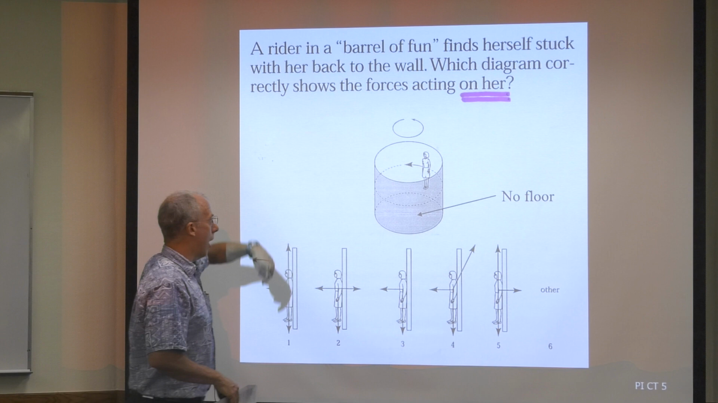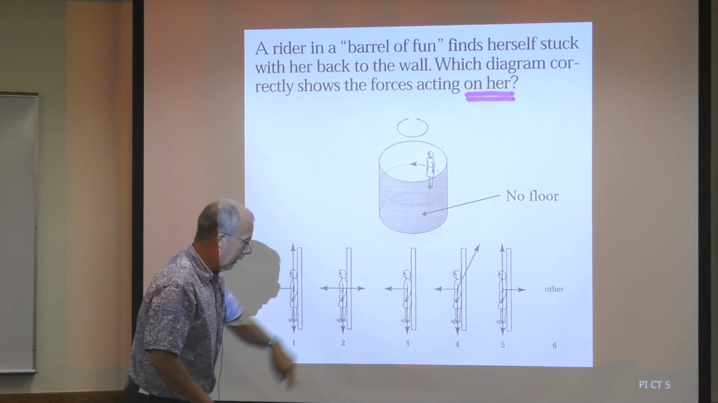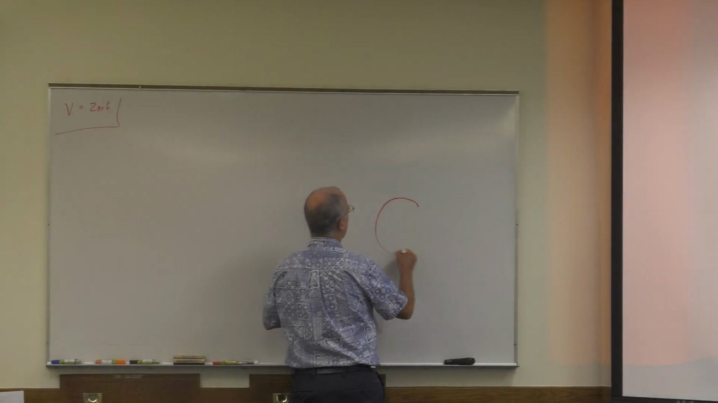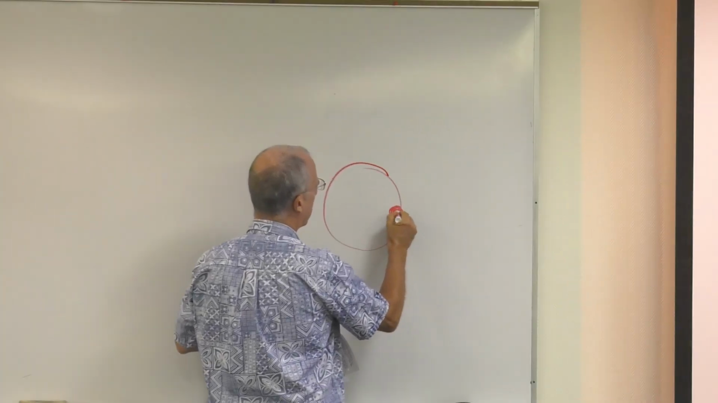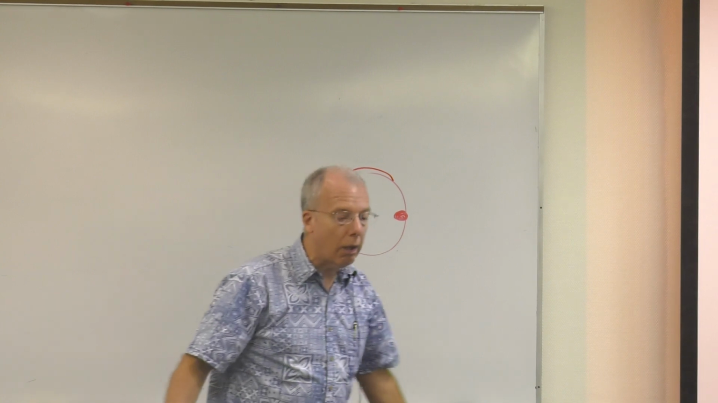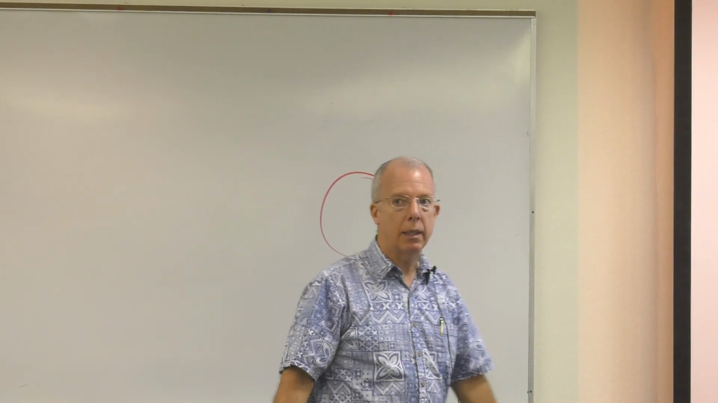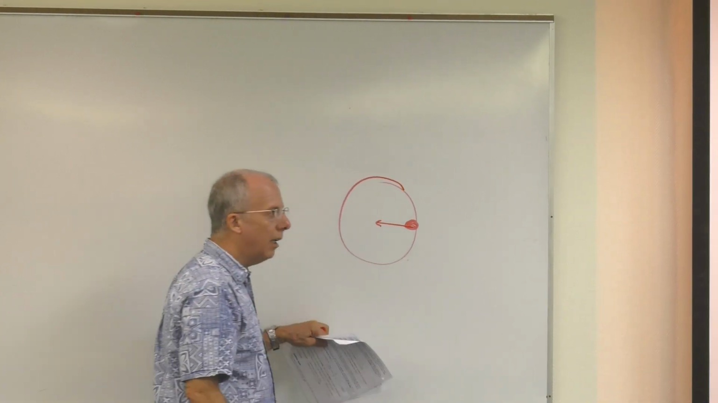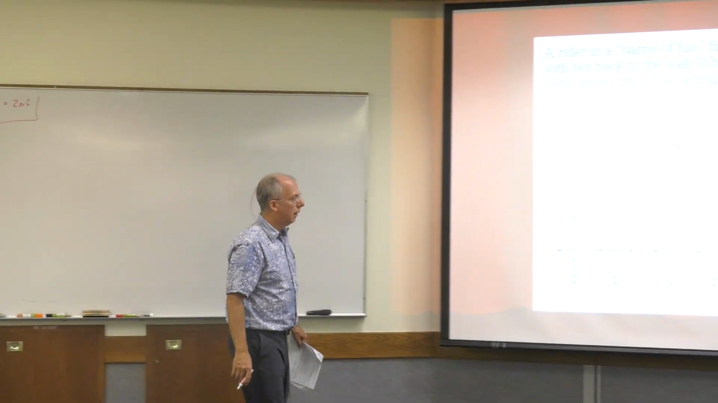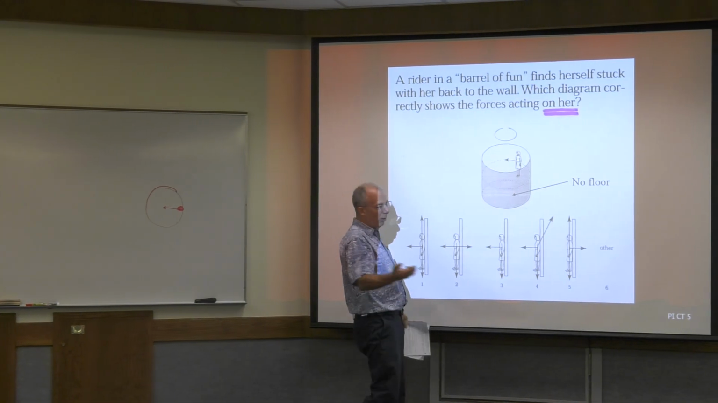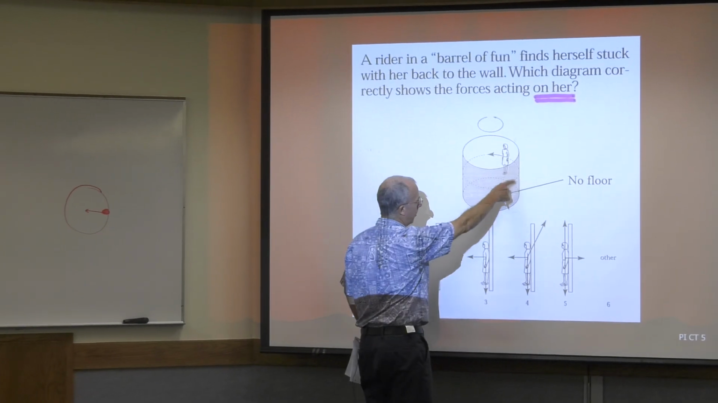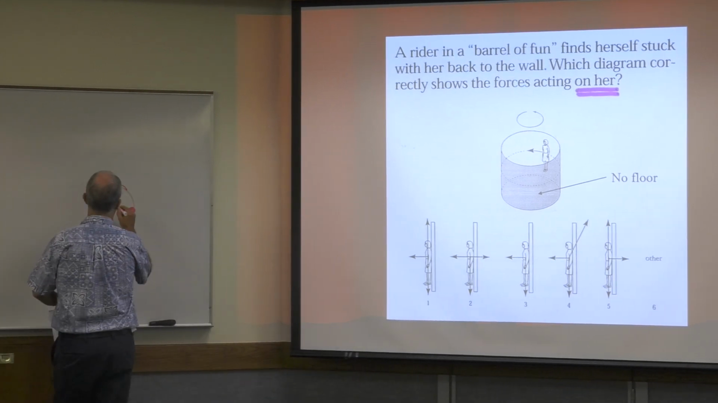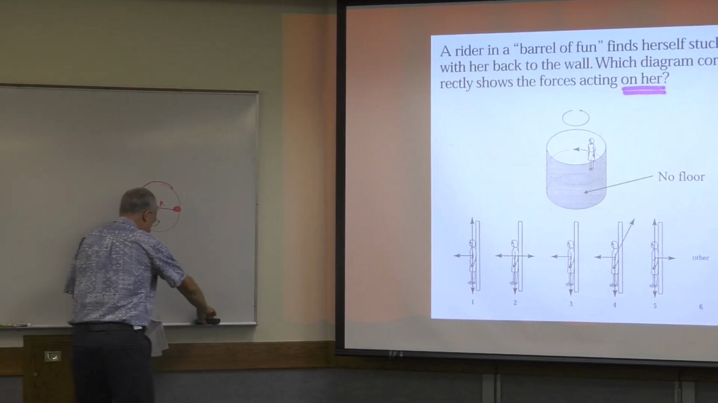Now let's look down on her. Let's pretend we're a bird up here, looking down on her. So there's a cylinder, and here's the person. She's going in a circle. So what does there have to be? There has to be a centripetal force, right? What is it? Well, it's a normal force. If this thing was made out of tissue paper, she'd be out there flying. It's a normal force. So, what's the answer?